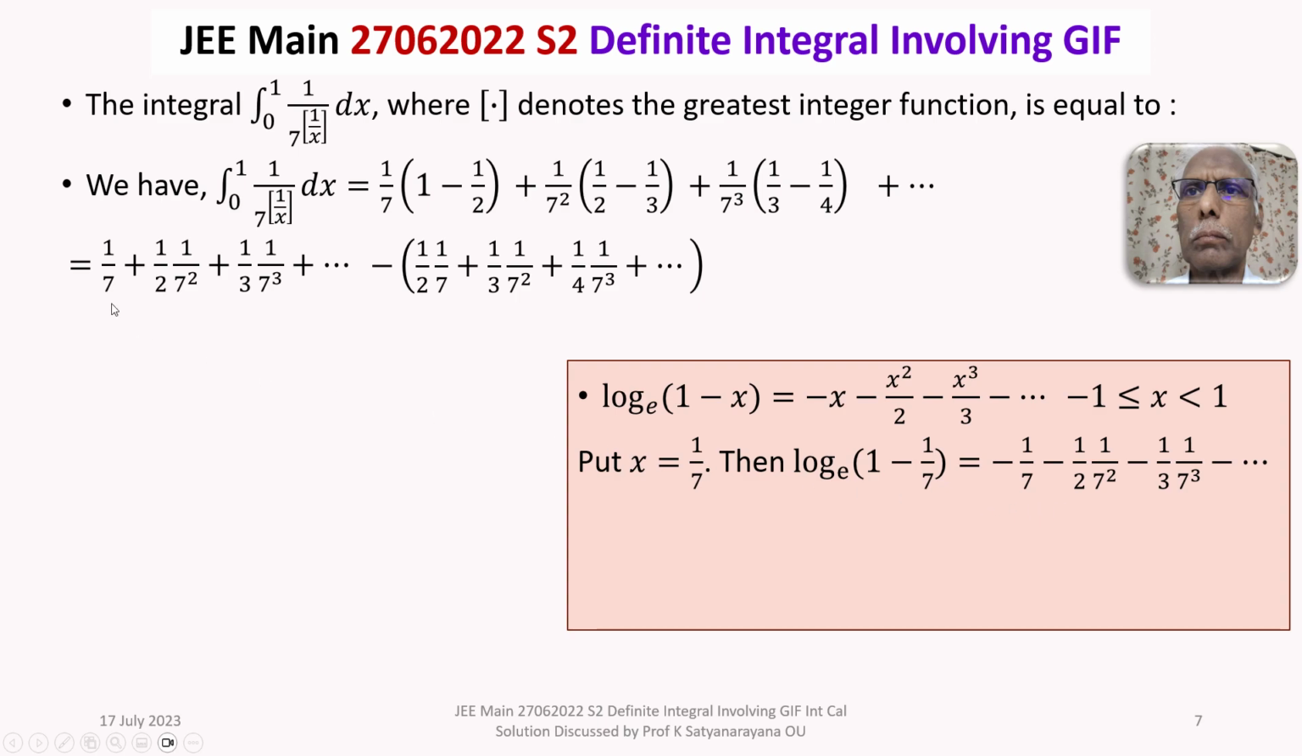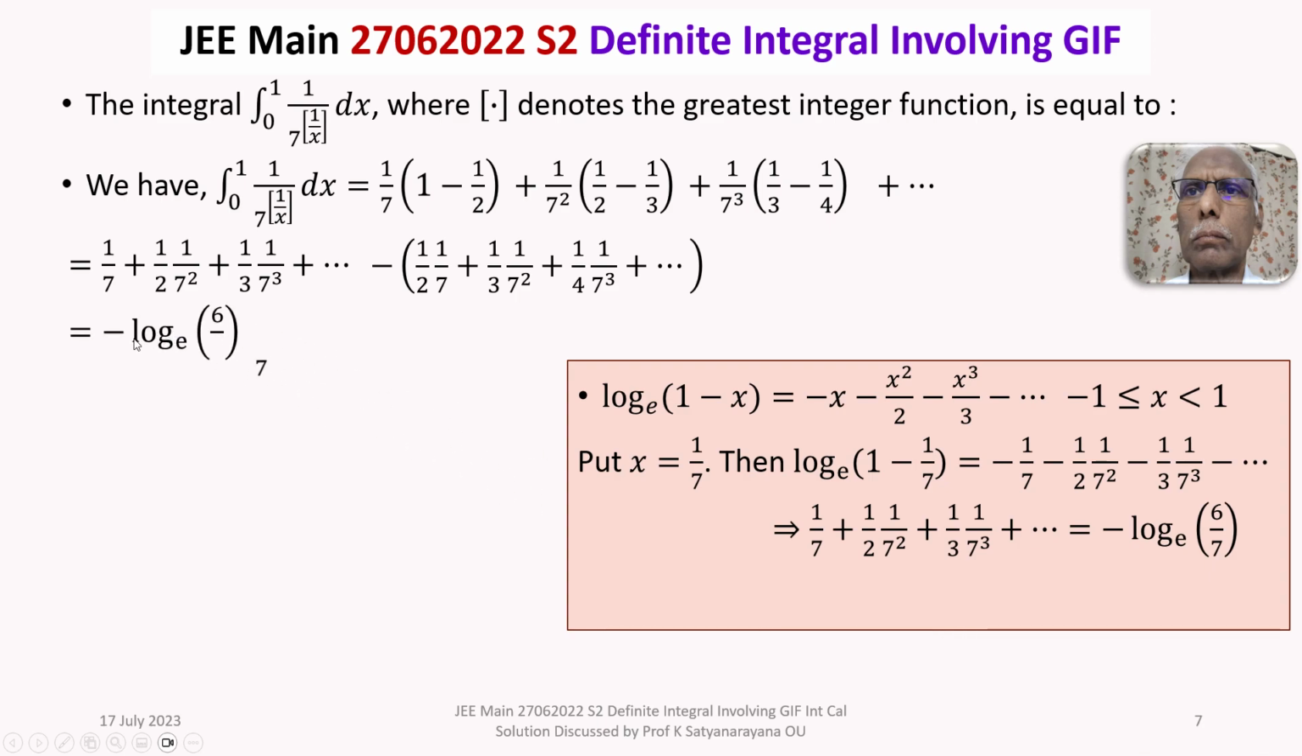But we have all positive terms. Therefore 1 by 7 plus 1 by 2 into 1 by 7 square plus 1 by 3 into 1 by 7 cube plus so on and so forth is minus log of 6 by 7 to the base e. Go back and substitute for this, minus log of 6 by 7.